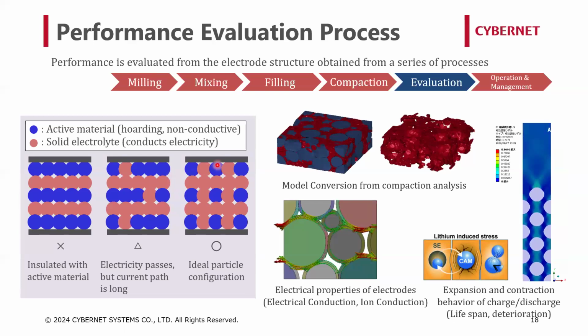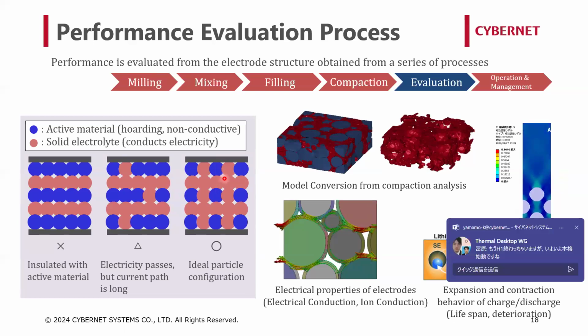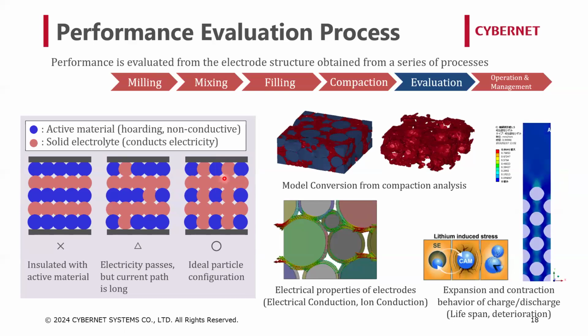Thus, ideally, ionic paths should be laid out in a grid as shown on the right. But even in this case, if the path is too wide, the volume of the active material cannot take up enough space, resulting in smaller electrical capacity. We believe that a simulation-based trial and error approach considering these various trade-offs will be effective.